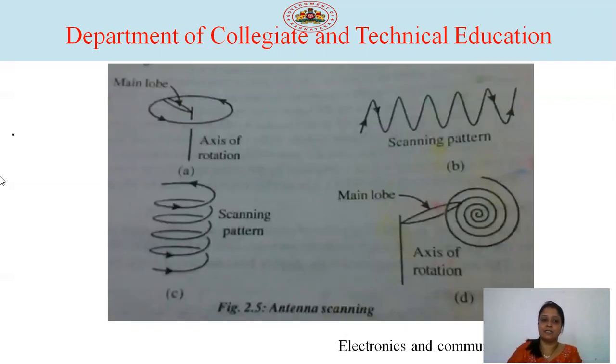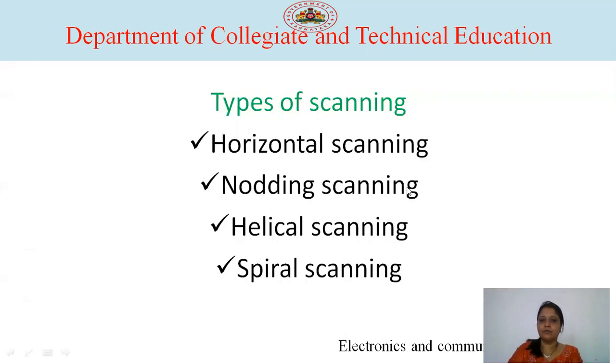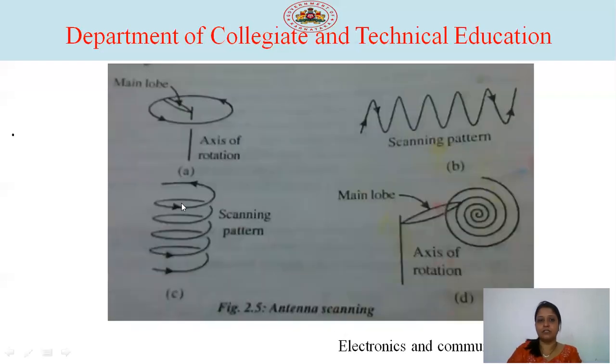That is, the types of scanning are horizontal scanning, noding scanning, helical scanning and spiral scanning. By these methods we are getting different types of movement, the movement or rotation of the antenna. Now just observe the graphs which we get from those particular movements.